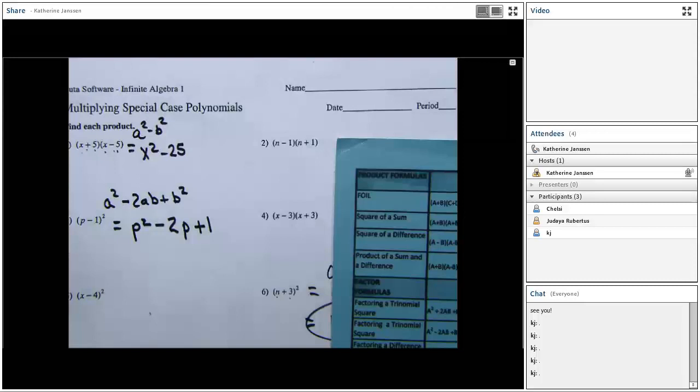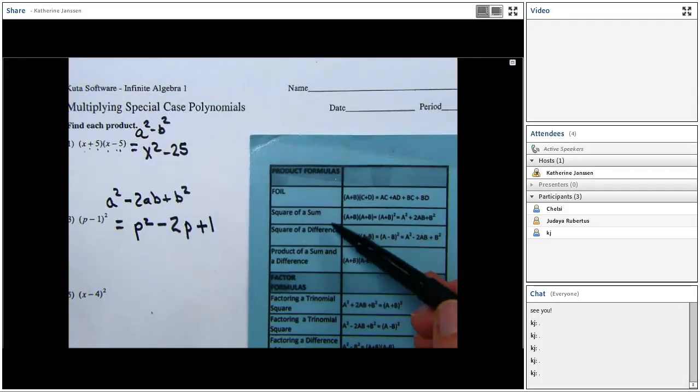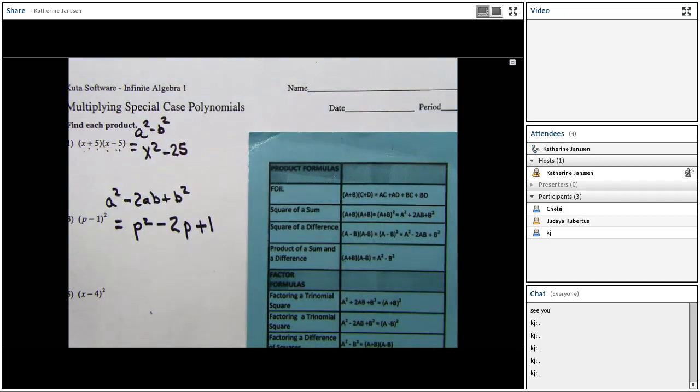So recognizing your form patterns for the product of two binomials. Your blue card comes in very handy, so reference it as you wish.